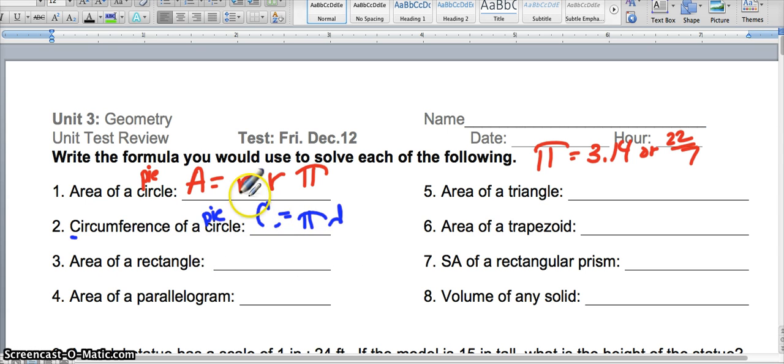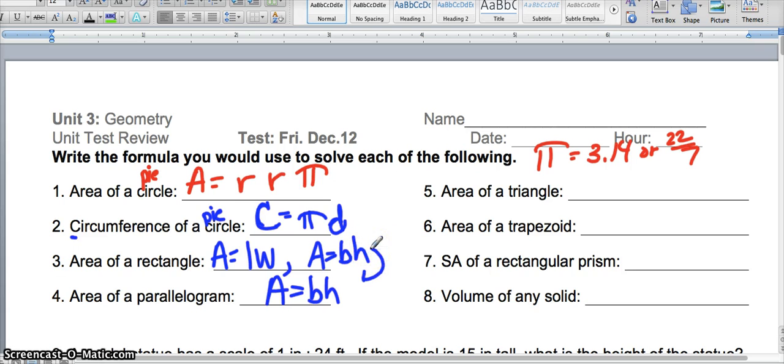Area of a rectangle. There are actually two. You came to class knowing that the area of a rectangle, the formula was A equals length times width. I suggested that maybe you use the formula A equals base times height, because that formula is going to be used a lot and it will come in handy. Like for a parallelogram. A rectangle is a parallelogram, so they could use the same formula of A equals base times height. One formula, two shapes.